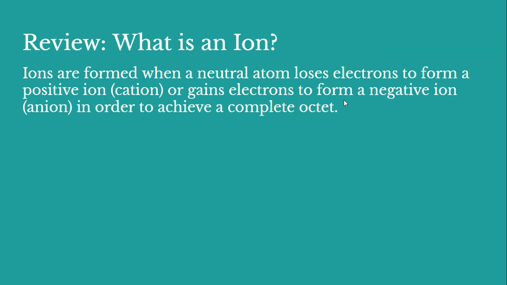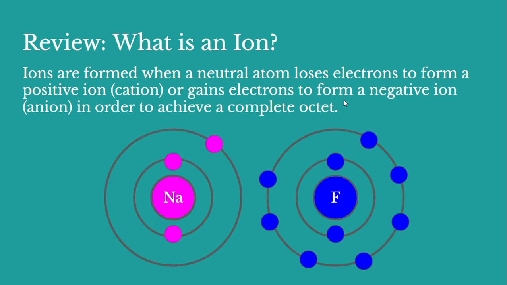What are ions? Ions are formed when a neutral atom loses electrons to form a positive ion, which is called a cation, or gains electrons to form a negative ion, which is called an anion, in order to achieve a complete octet. For example, we have sodium and fluorine here.